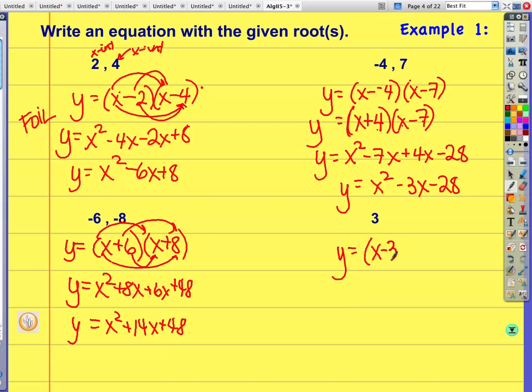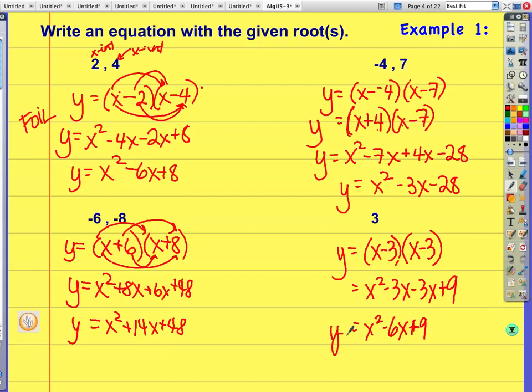X minus 3. And then you're also going to have x minus 3. X squared minus 3x plus 9. That's the FOIL. We get x squared minus 6x plus 9. Basically, it's like saying you have two roots, one of them is 3, the other one is 3. We don't have to write it out twice. Okay, but you are going to have to write this out twice, so you FOIL it back.